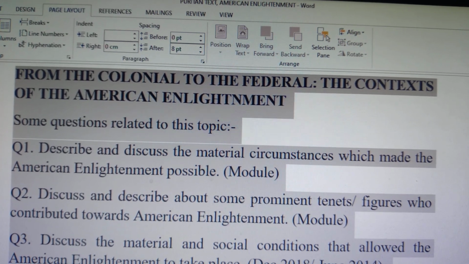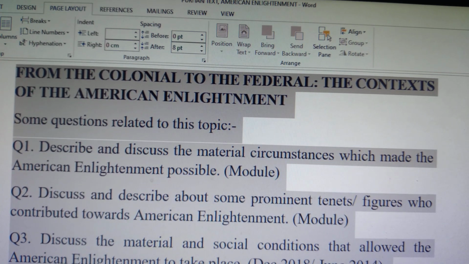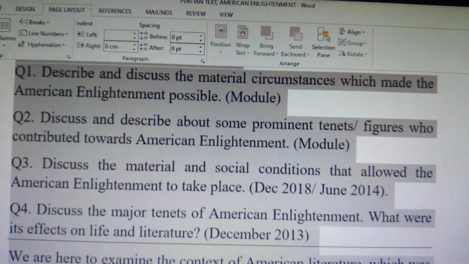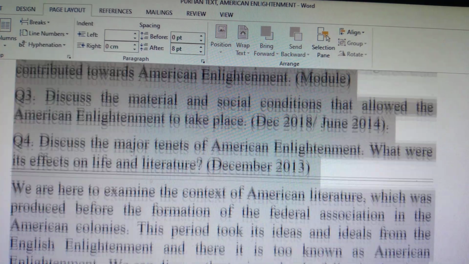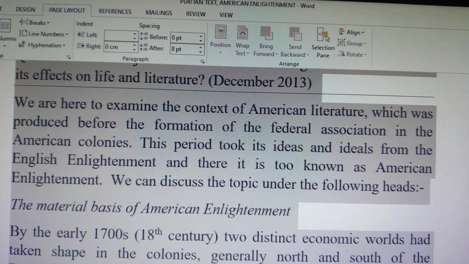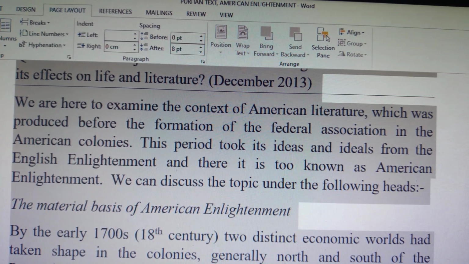So here are some questions as shown on the screen. Some questions have been given from the module, some from the question paper also. Now let us start with the conception and the context and the answers part.